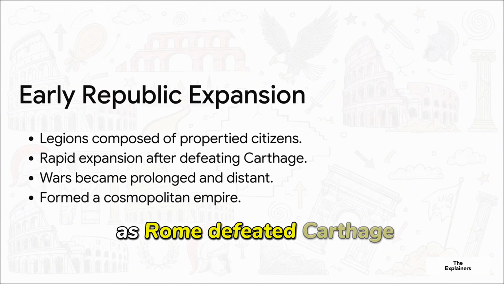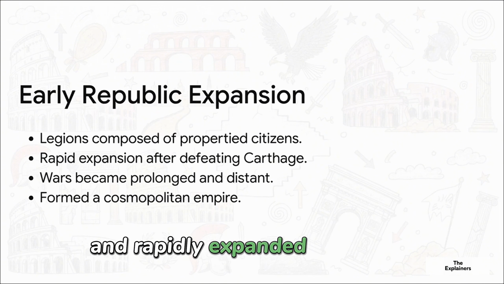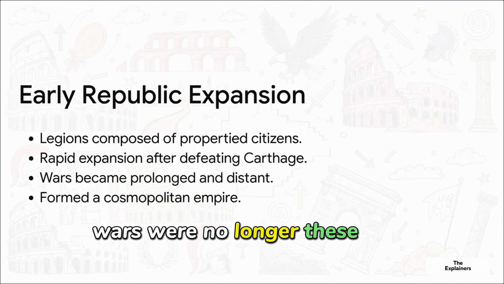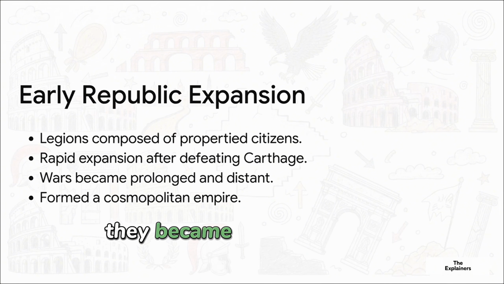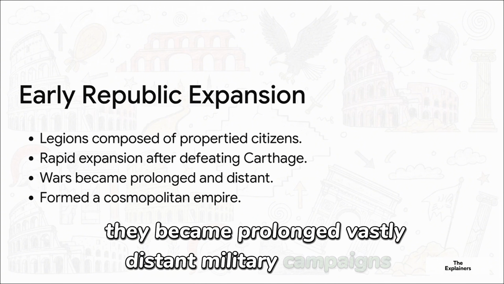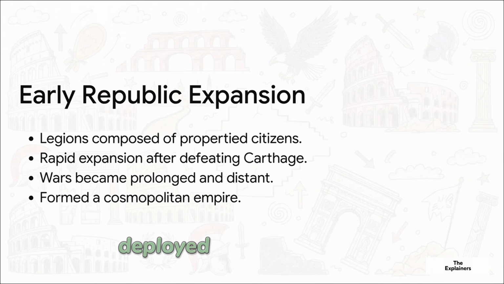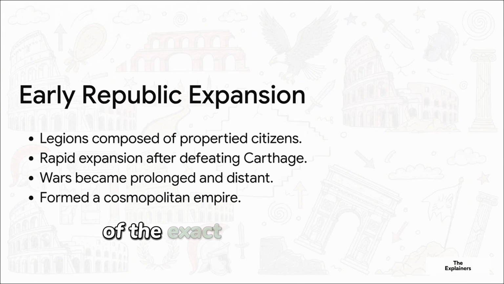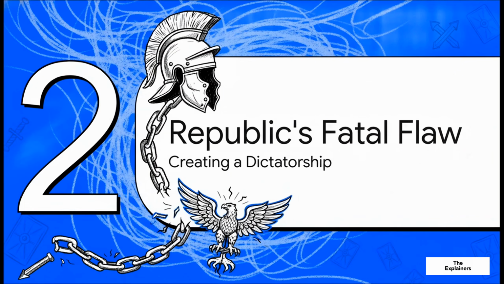But as Rome defeated Carthage around 146 BC and rapidly expanded its territory across the Mediterranean, war completely changed. Wars were no longer these quick, seasonal, local affairs. They became prolonged, vastly distant military campaigns. Imagine being a citizen soldier deployed for years at a time. It made it literally impossible to maintain your farm back home. So this military-agricultural complex definitely fueled an informal cosmopolitan empire, but it was actively destroying the livelihood of the exact citizens who were fighting for it. And that massive recruitment crisis leads us right into part 2, the Republic's fatal flaw.